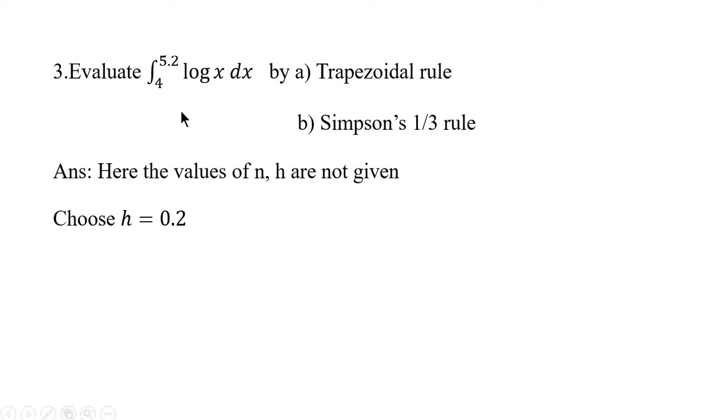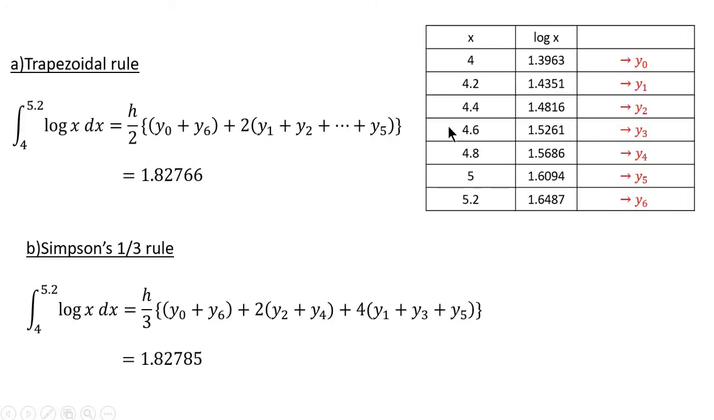But if we take 0.1, we get a large number of values in the table. Therefore, to avoid that, I am taking h as 0.2. So if we take 0.2, we will be getting fewer values, and it is much easier for us to find the answer. But usually by default, we take h as 0.1. In this particular problem, we are taking h as 0.2. Now after naming all these values, let us use both the formulas to evaluate the answers.